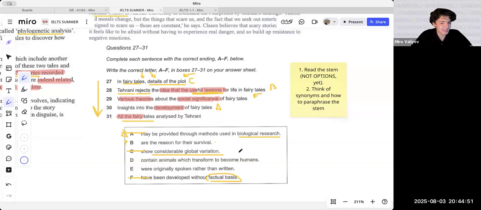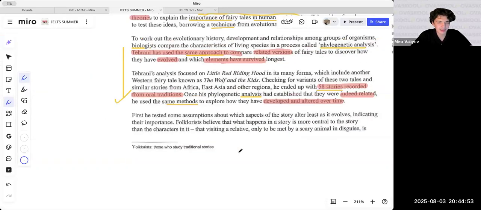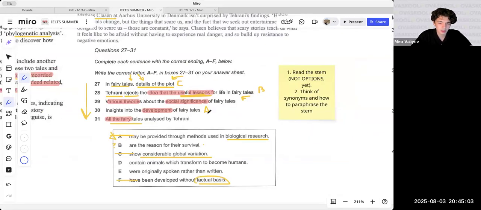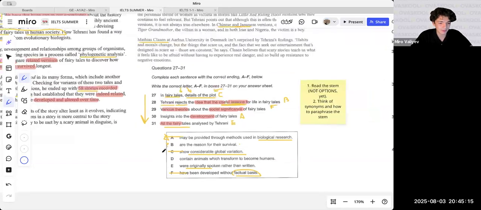But is it really mentioned here that he analyzed all the fairy tales and those fairy tales include those crazy transformations? Yeah, I don't think so. They were originally spoken rather than written. So we can straight away put E here.